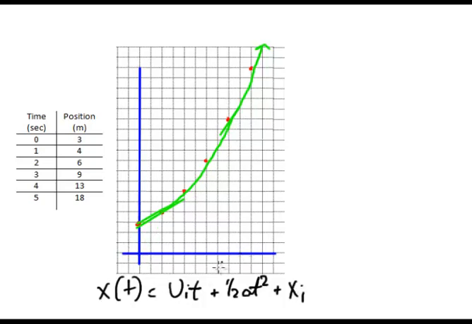First question is, what is the displacement? Well, the answer to that is done the same way it was before. It doesn't matter what the shape of the graph is. To find the displacement, find the two positions, take the final position minus the initial position, and that gives you displacement. So in this case, the final position was 18, the initial position was 3, so the displacement was 15 meters.